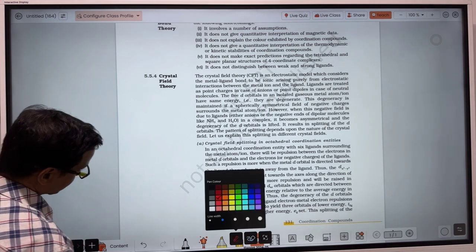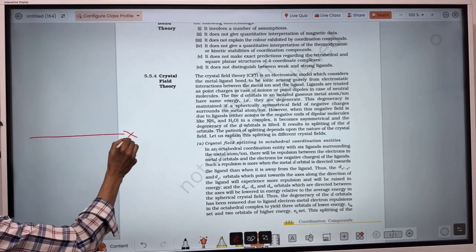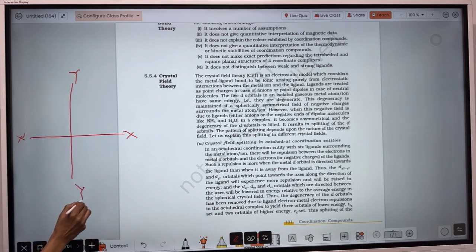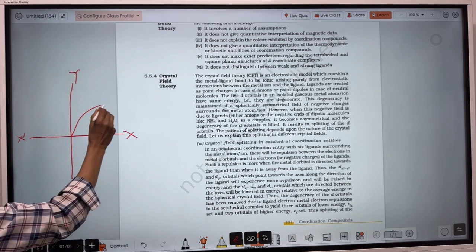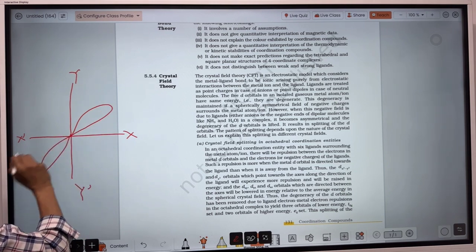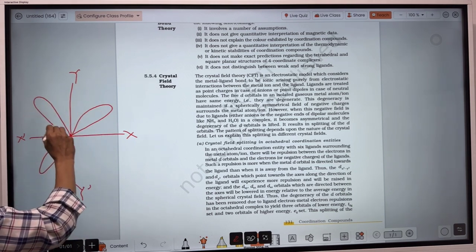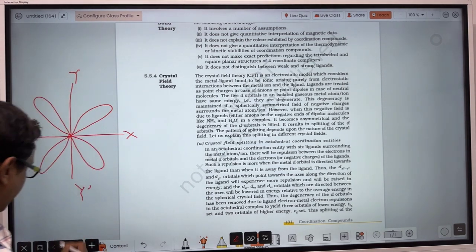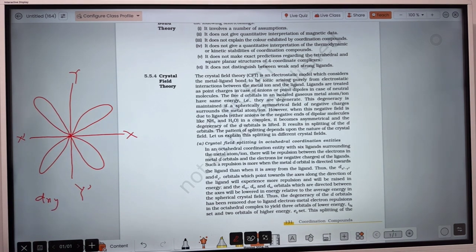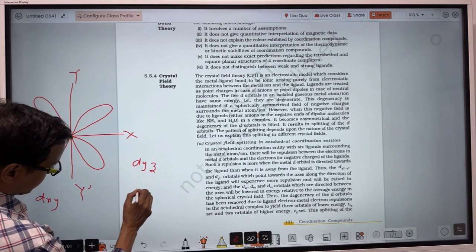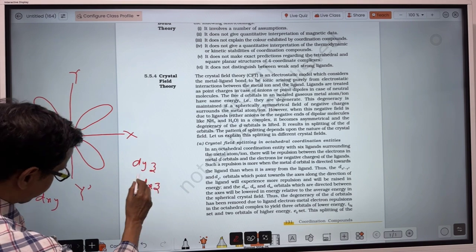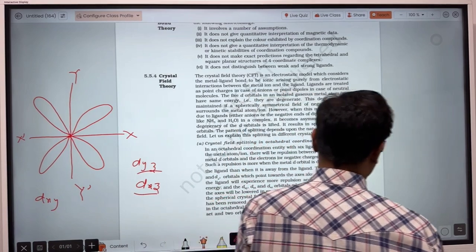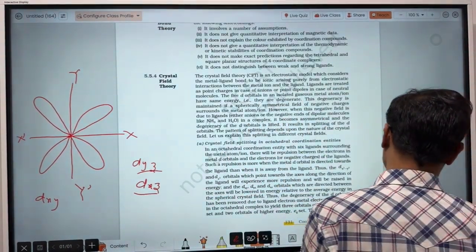About the dxy shape: here is the x axis, this one is x dash, here is the y axis, and this one is y dash. The shape of the d orbital is a double dumbbell. One dumbbell will be in this coordinate and one dumbbell will be in this coordinate. That is the shape of dxy. Now about dyz and dxz, you find these by yourself. It's easy.